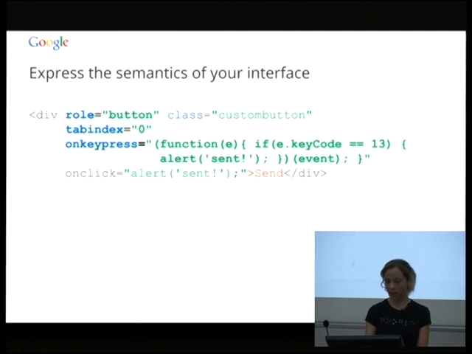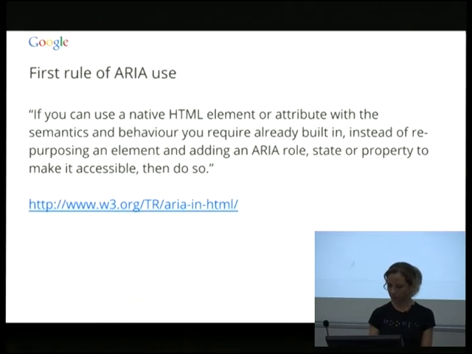However, that really doesn't quite cut it because, as I mentioned earlier, you need to still make sure you handle keyboard events. So the role doesn't actually add anything magic to the user interface. All it does is make sure that the screen reader knows what role it's playing. So you still need to add a tab index, and you still need to handle the keyboard events. So obviously, it's starting to become clear why it's much, much easier to just use standard widgets wherever you can. And in fact, that's the first rule of ARIA use, as per the ARIA spec. If you can use a native HTML element or attribute with the semantics and behavior you already require built in, instead of repurposing an element and adding an ARIA role, state, or property to make it accessible, then do so.